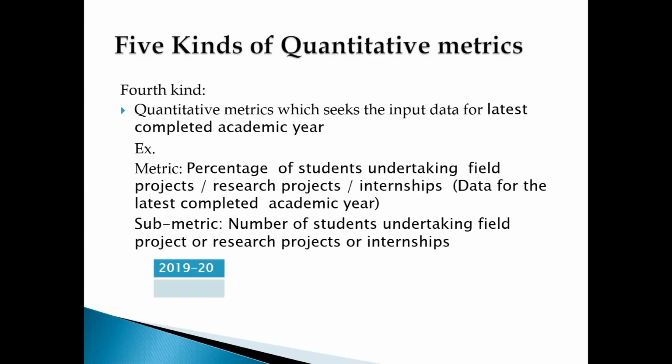Then it's a quantitative metric where we ask for the input data for the completed academic year. Completed academic year means the latest academic year. Percentage of students undertaking field projects, research projects, internship, data for the latest completed academic year. So as of now, the latest completed academic year is 2019-20. We know that in so many places, the academic year is still not completed. For that, keeping in mind, we are giving extensions also.